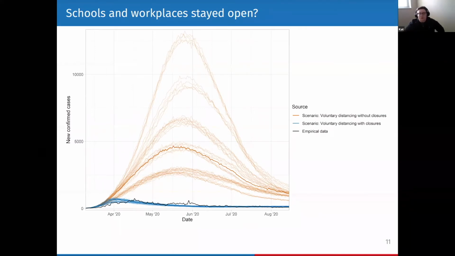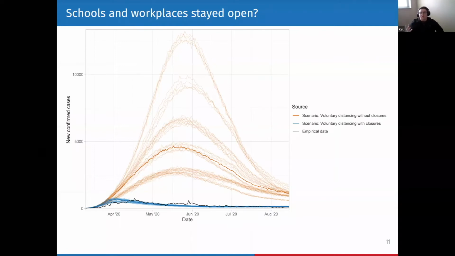We can talk about the initial choices that were made in the province, which were to close schools and workplaces, and also to encourage people to voluntarily distance in homes and other locations, try and stay home as much as possible, and so on. And we can see what would have happened if we take out some of those non-pharmaceutical interventions.